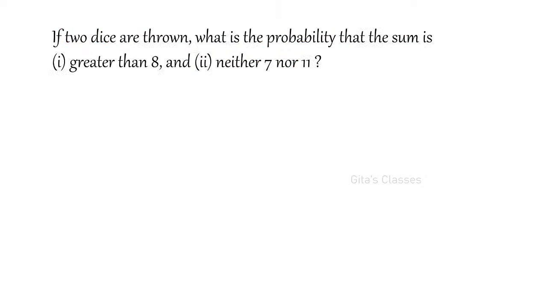Yes. Next question. If two dice are thrown, what is the probability that the sum is greater than 8 and neither 7 nor 11? Two dice are thrown. All of you know when you throw a die, how many numbers will be there? 1, 2, 3, 4, 5, 6. All the others also should do. Okay. Please post your answers. You can post your answers. Even if you make a mistake, no problem.